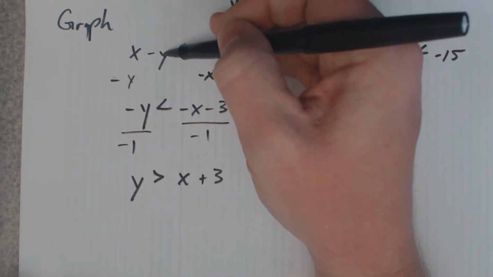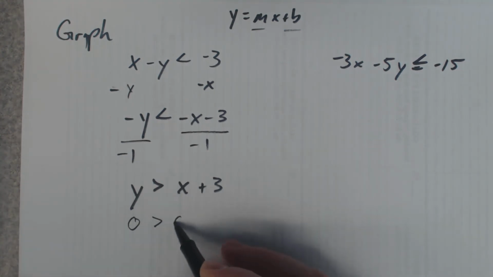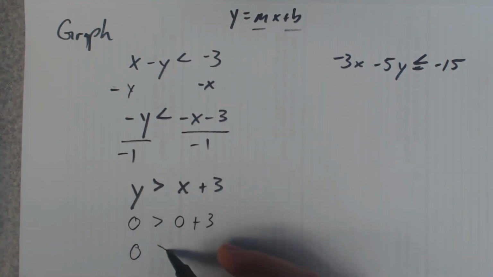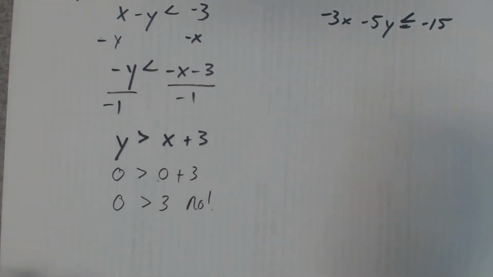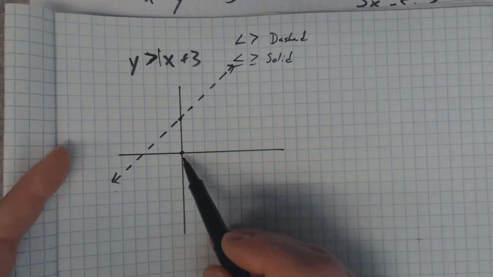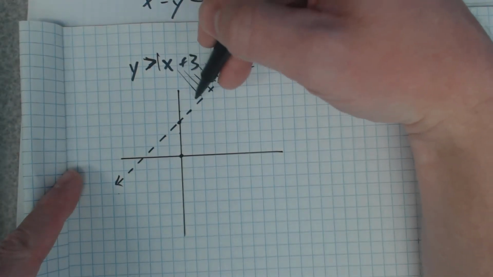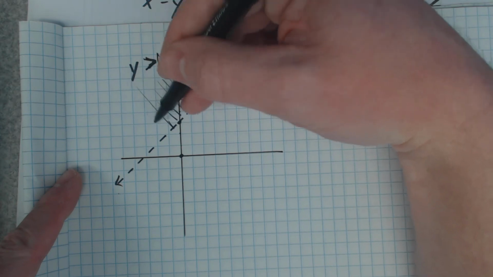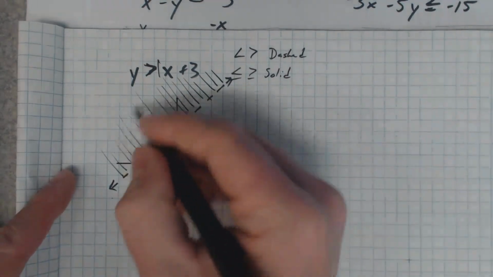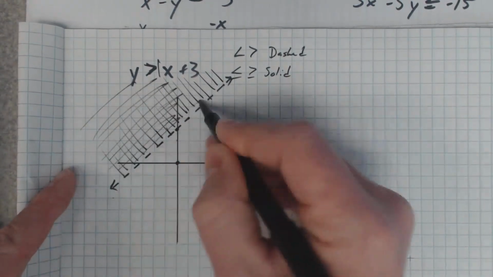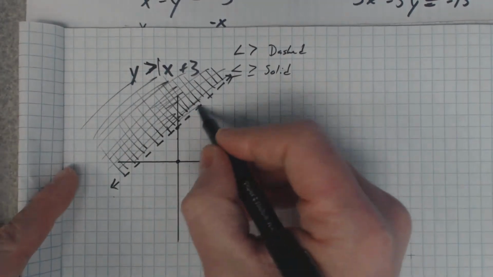Now, if I plug 0, 0 in, I have to plug it in at the top or at the bottom. I'm going to do it at the bottom here. 0 greater than 0 plus 3. Is 0 greater than 3? No. So that means when I shade, I do not shade in that point. So I want to shade above this line. Every point that's up here in the shaded region will work in the inequality. Every point that's not in the shaded region will not work in the inequality. So everything that I shaded in on the top will work. Everything that's on the bottom will not.